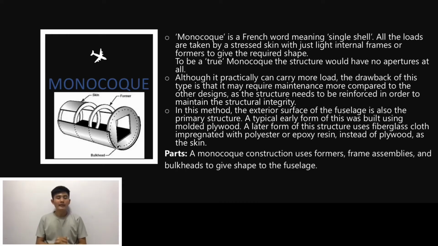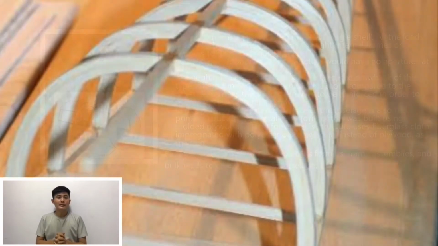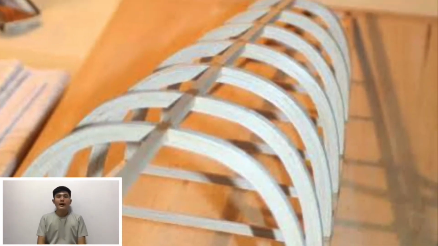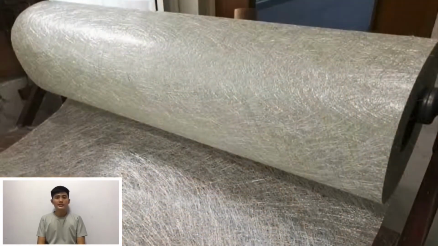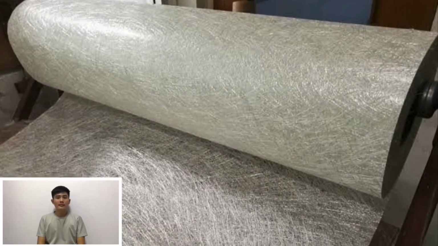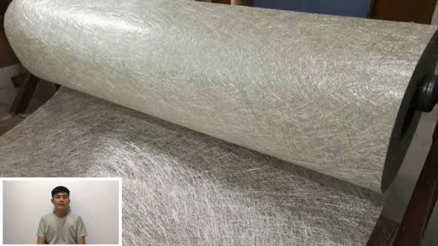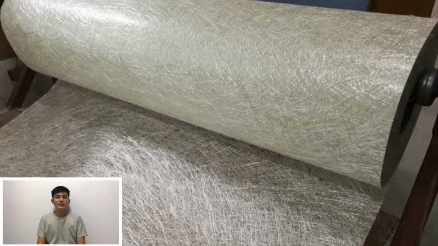In this method, the exterior surface of the fuselage is also the primary structure. A typical early form of this was built using molded plywood. A later form of this structure uses fiberglass, cloth impregnated with polyester and epoxy resin, instead of plywood as the skin.